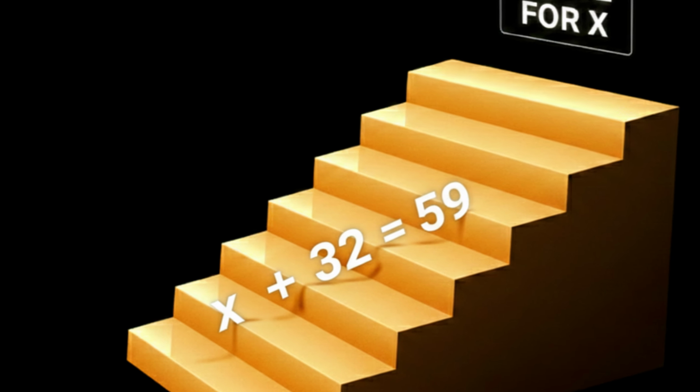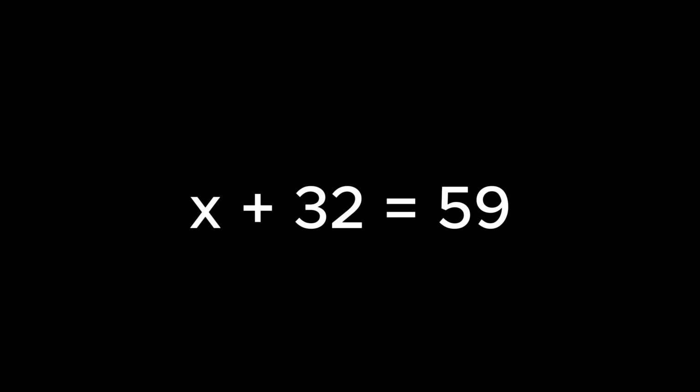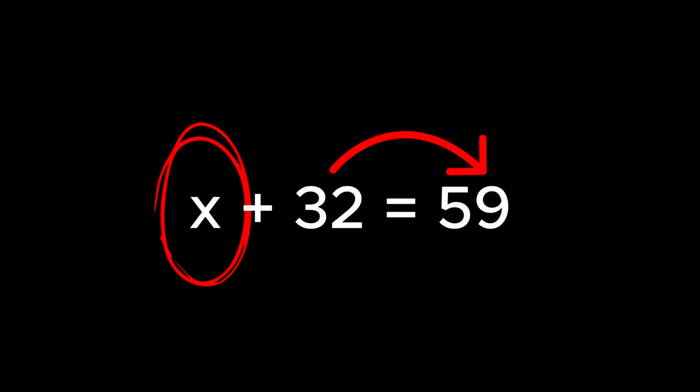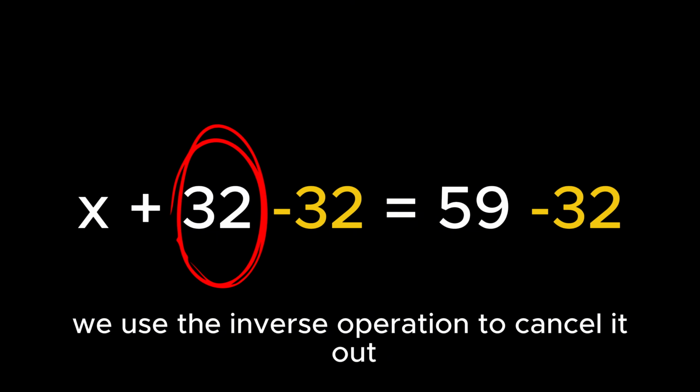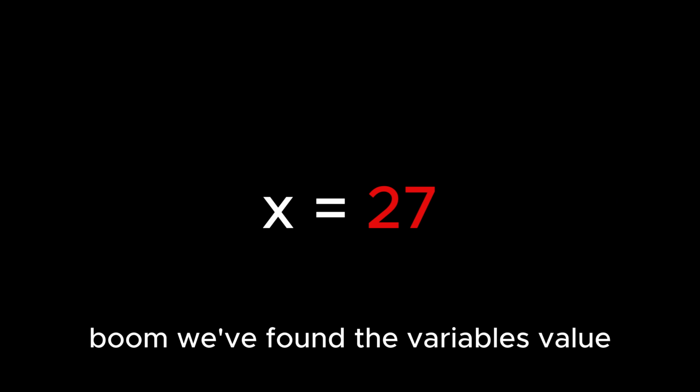And the goal of every equation? Solve it. We rearrange it to isolate the variable. Think of it like this. If there's a constant on one side, we use the inverse operation to cancel it out. Boom! We've found the variable's value.